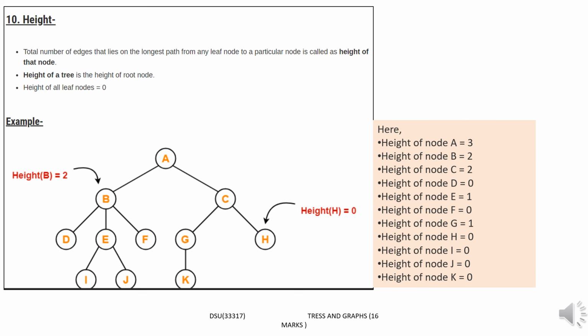See here, the height of A is 3, because A to B, B to D, and also A to C. That's why the height of A is 3, meaning the height of that particular root node. The height of a tree is the height of the root node.